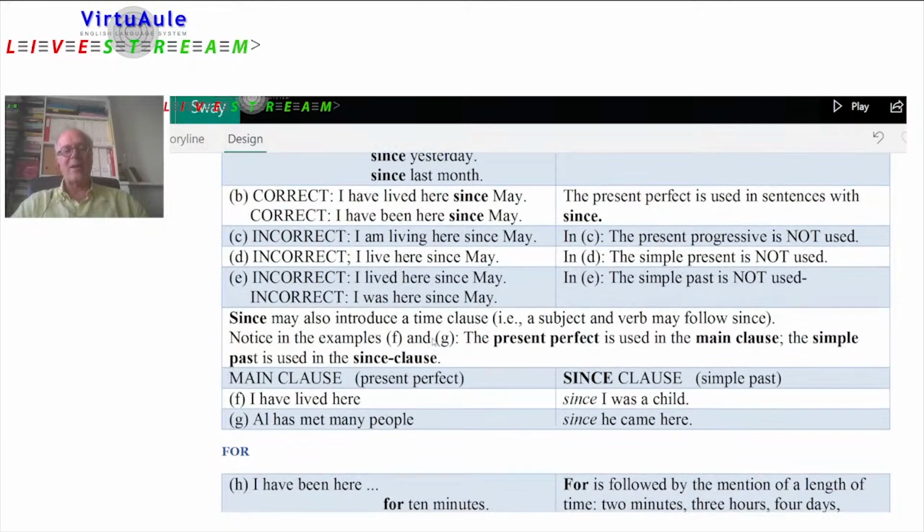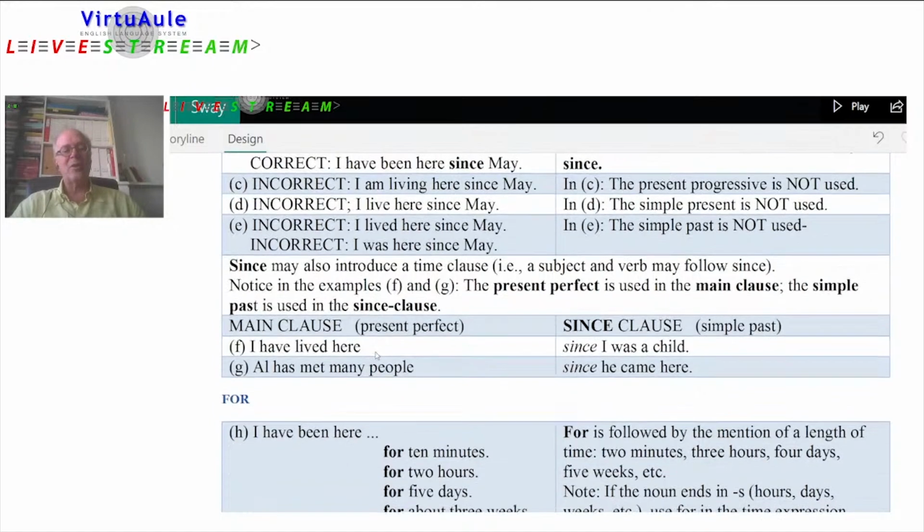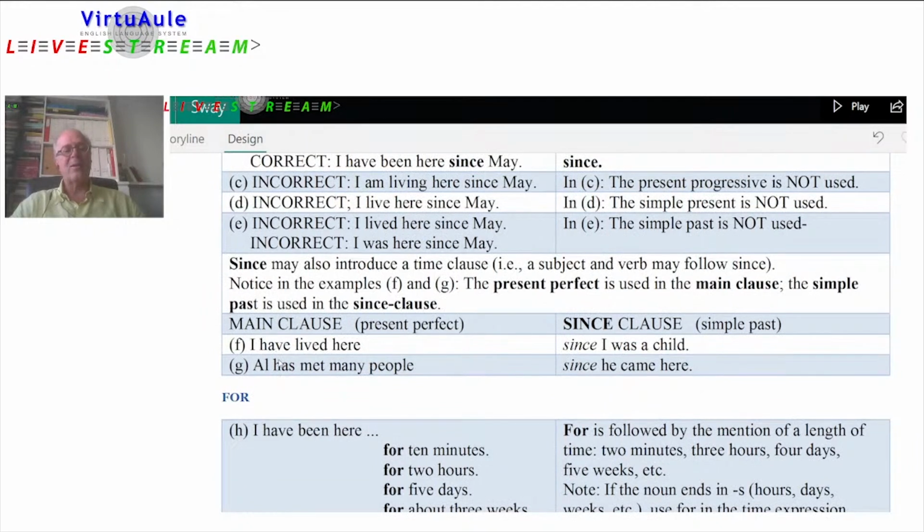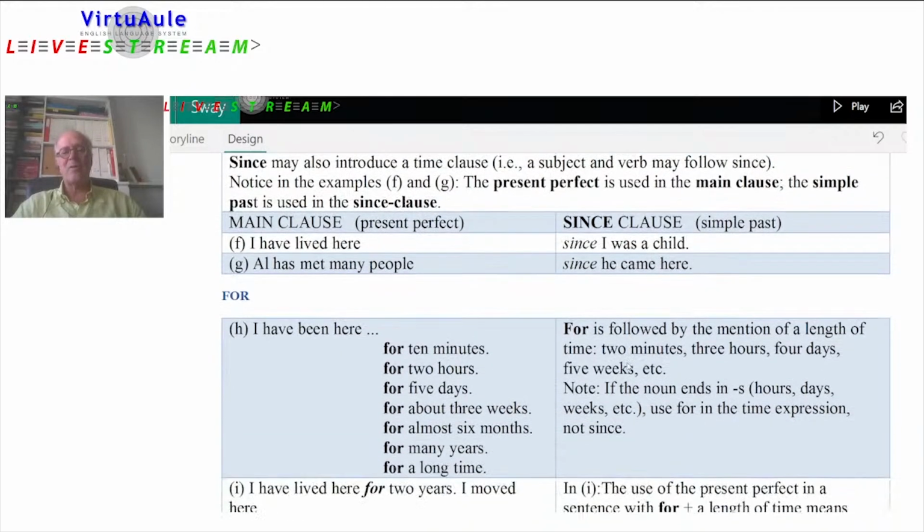Since may also introduce a time clause. A subject and a verb may follow since. Notice the examples in F and G. The present perfect is used in the main clause. The simple past is used in the since clause. Okay, the main clause, I have lived here, and the since clause, since I was a child. We have a new subject and a new verb. G: Al has met many people since he came here. The since clause, since he came. This is a new subject and a new verb.